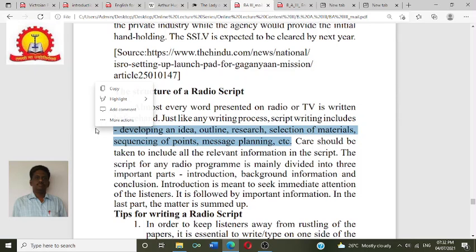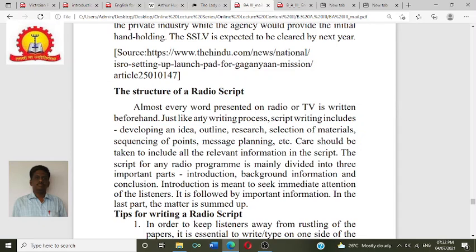So, introduction is meant to seek immediate attention of the listeners. It is followed by important information. In the last part, the matter is summed up. So this is the structure of the radio script. It is divided into three parts. First is introduction, second is background information, and third is conclusion.